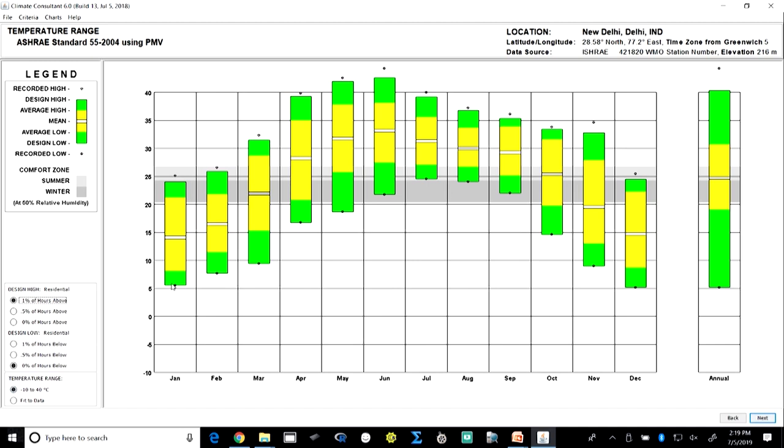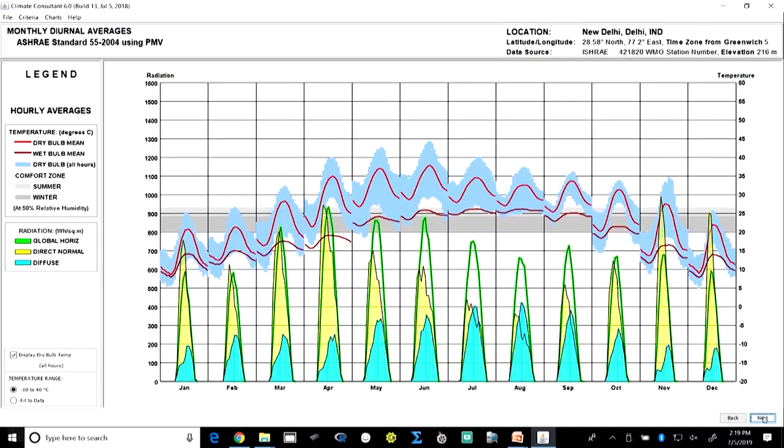So, the lowest temperatures here have been taken as 0% of hours below. We can take it to 1% and we can see that we will not be designing for the remaining 1% which are below the design low temperatures, the set points. Similarly, we go on to see the diurnal averages, how the wet bulb and dry bulb temperatures are varying monthly.